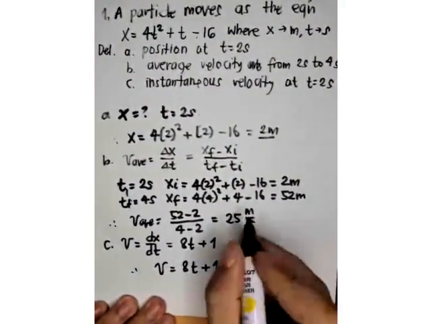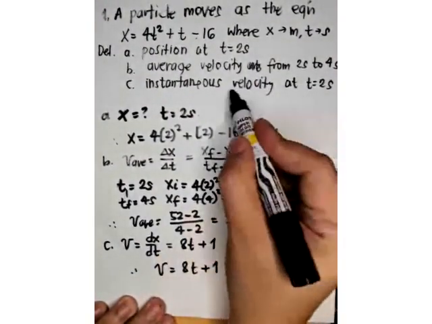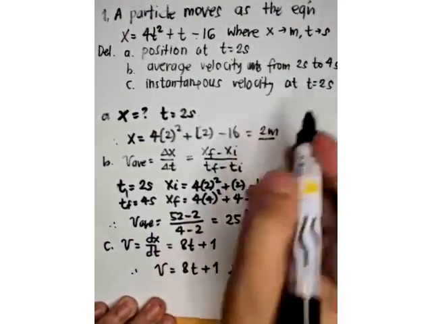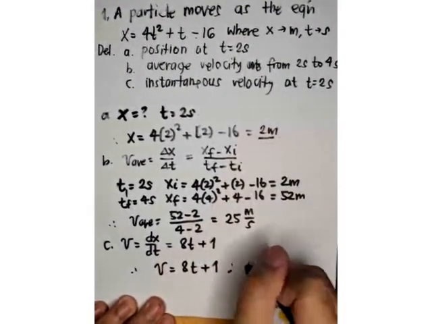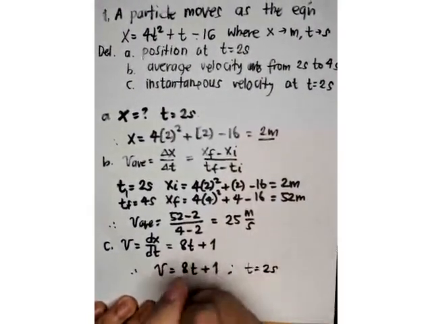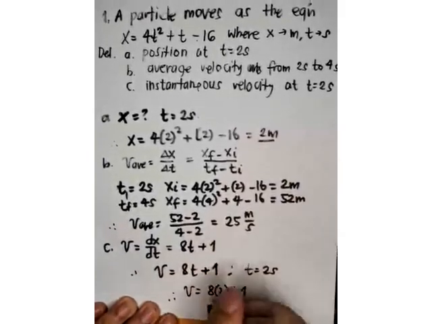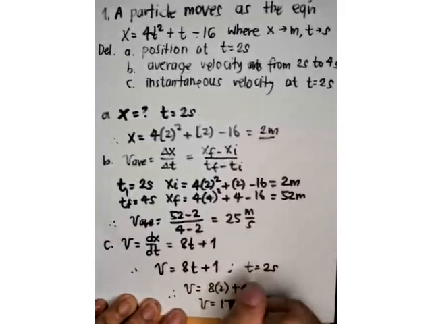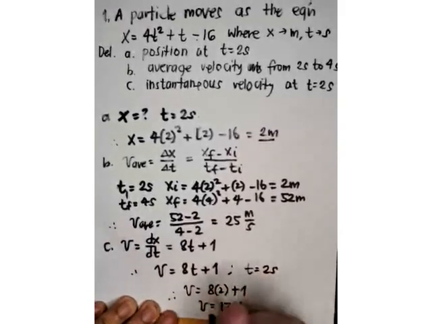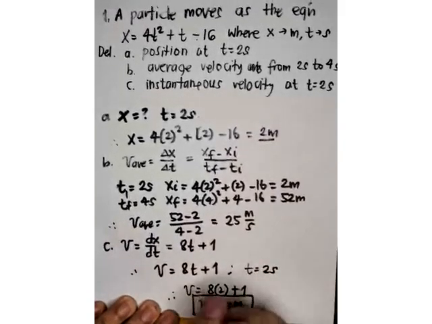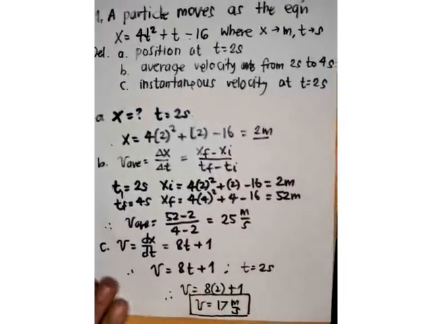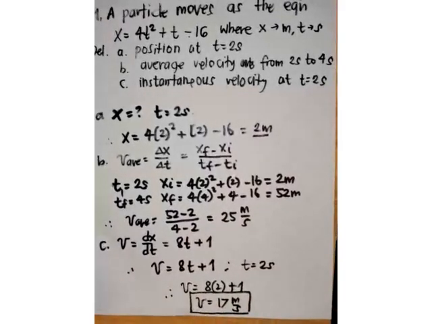And then, since ang hinahanap natin is yung instantaneous velocity at 2 seconds, so therefore, i-apply lang natin yung 2 seconds. So therefore, velocity is 8 times 2 plus 1. Or the velocity is 17 meters per second. Okay, so that is the instantaneous velocity.